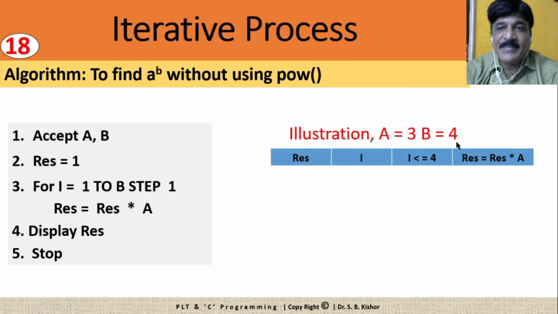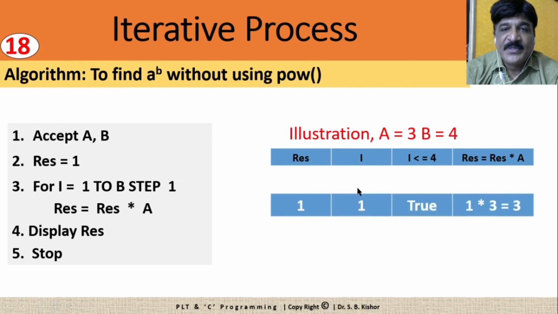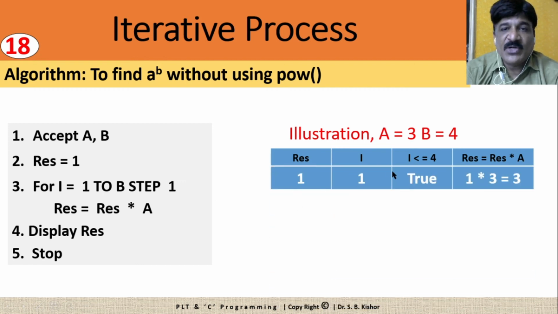So again take the same example. The value of a is, suppose, 3 and the value of b is 4. So initially the value of result is 1. And what is the value of I? 1. So 1 is less than 4? Yes, true. So result multiplied by a. So 1 into 3 is 3. Now why have we selected 1? Because any number multiplied by 1 will be the same number. That's why we have selected 1 here.